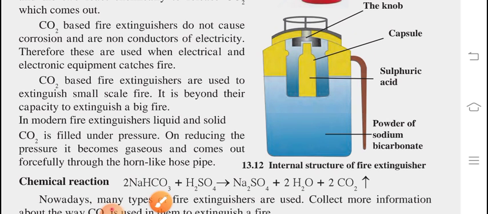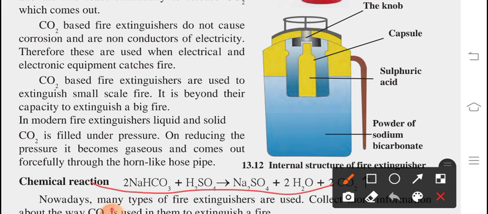First of all, the knob, capsule. In the capsule, sulfuric acid is there, and in the cylinder container, powder of sodium bicarbonate. And this is the chemical reaction for the same.